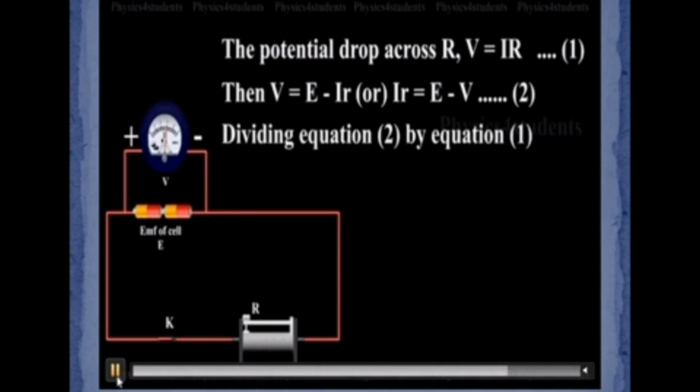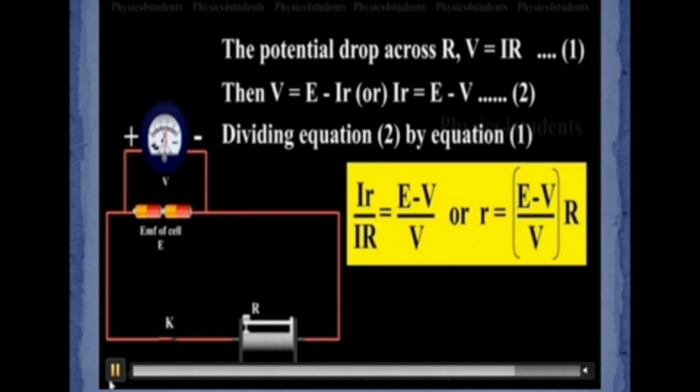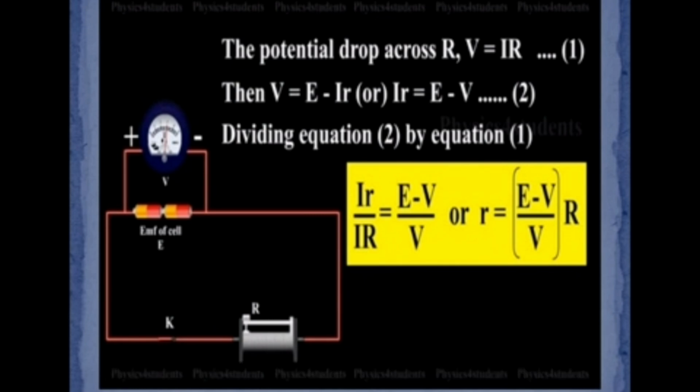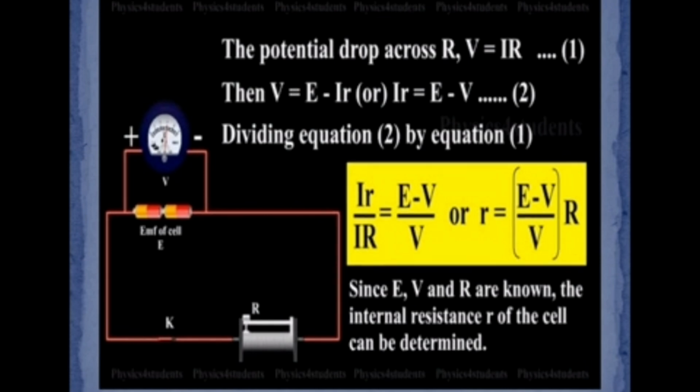Then dividing equation 2 by equation 1, what will happen? I and I cancel each other, so the remaining is r equal to (E minus V) by V into R. So you can get the equation r equal to (E minus V) by V into R, where r is the internal resistance. If you know all these three values, E, V and R, you can calculate the internal resistance of the cell. So using this we can calculate the internal resistance of the cell.